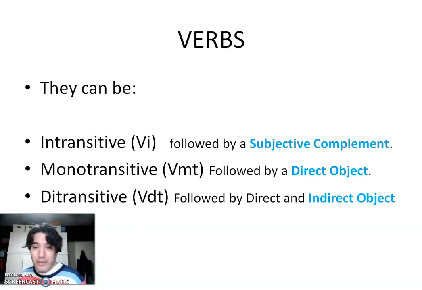And the ditransitive verbs are very special because they are very few. For example, give. I give my mother a book. So, what do you give to your mother? A book, a direct object. And who is receiving or getting the book? Your mother. So, your mother would be the indirect object. So, these kinds of verbs are ditransitive verbs.